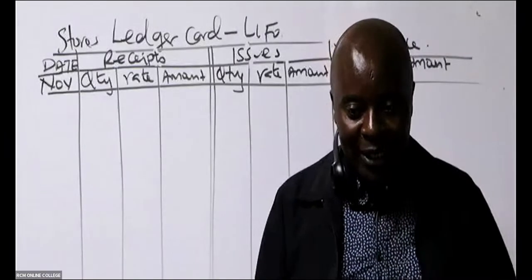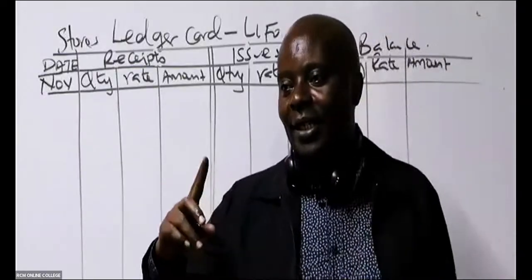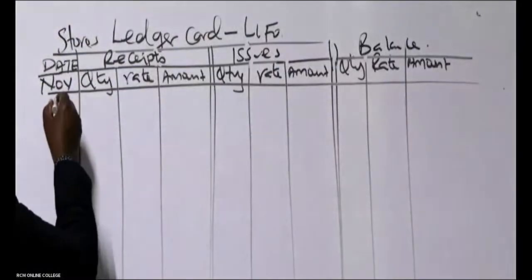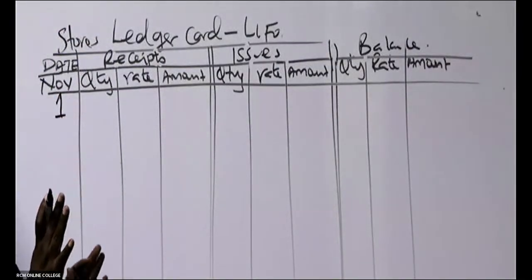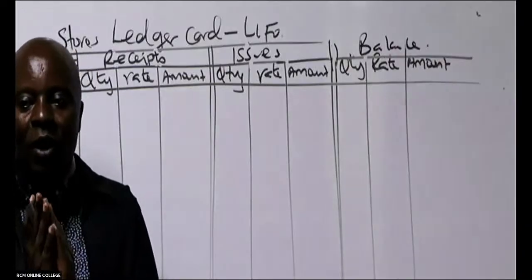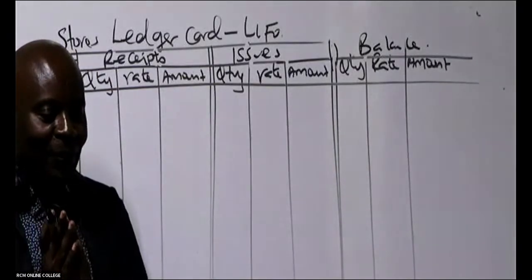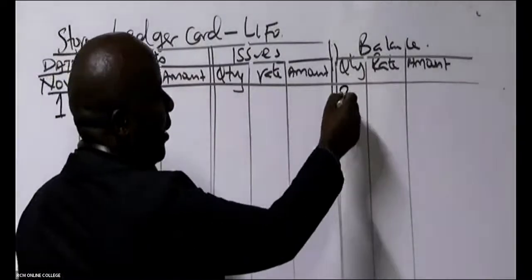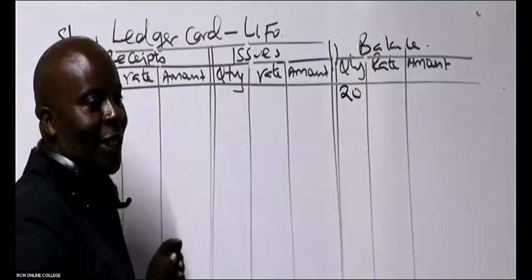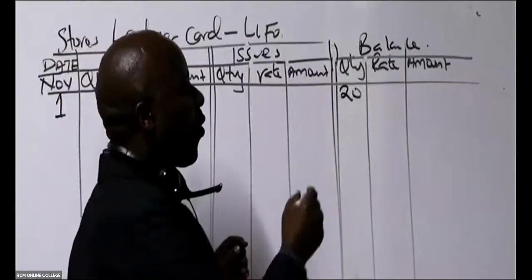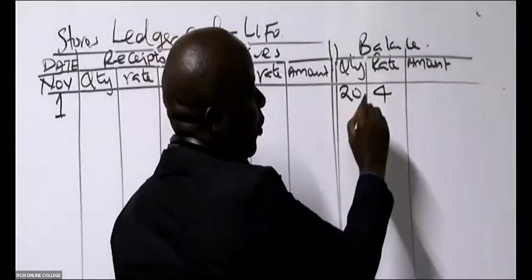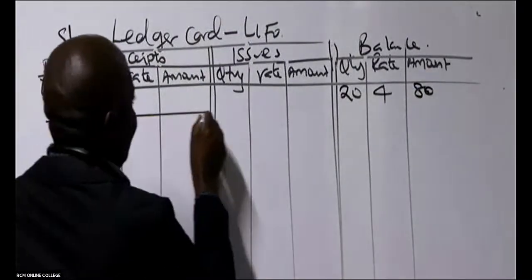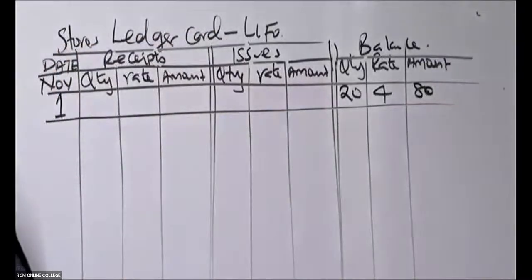So can we start posting? What will be the first date? Date 1, month of November, date 1. So on date 1, what happened? Are you able to see the balance? Over how many units? 20. So we book this as a balance. Do we know the rate or cost per unit? 4. So this is per unit. So 20 times 4 gives us 80. You underline like that.